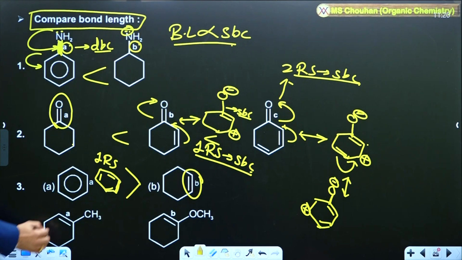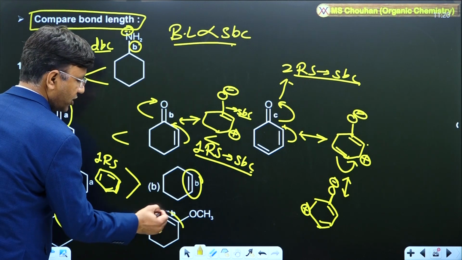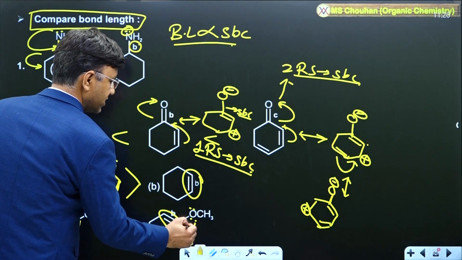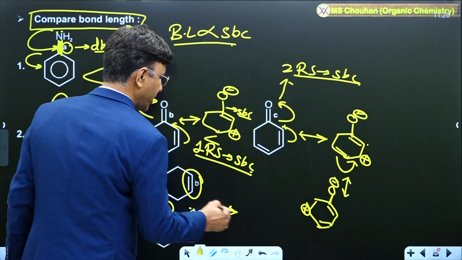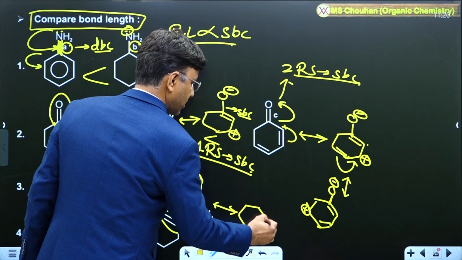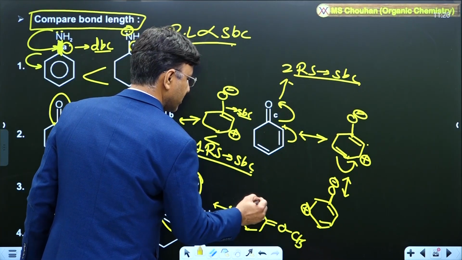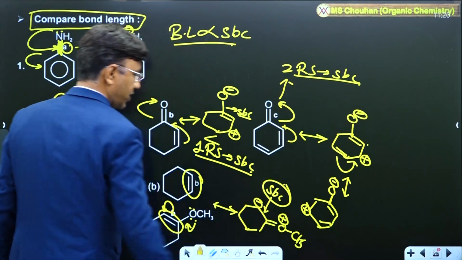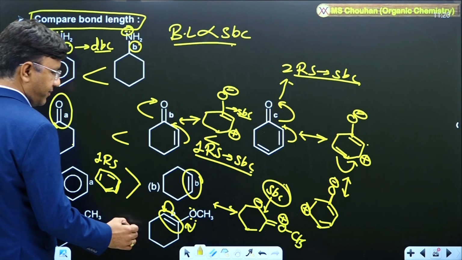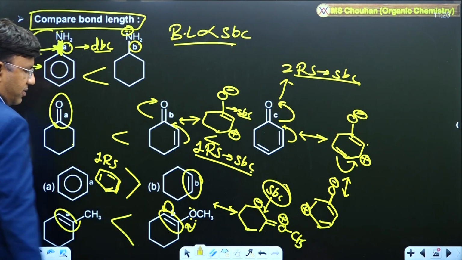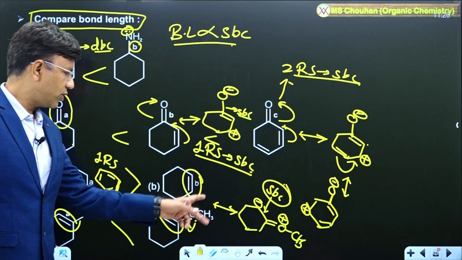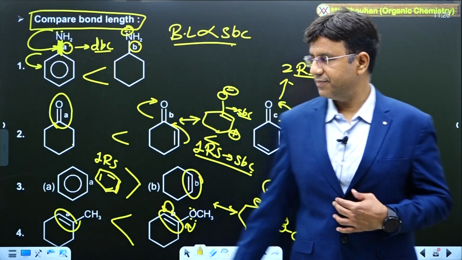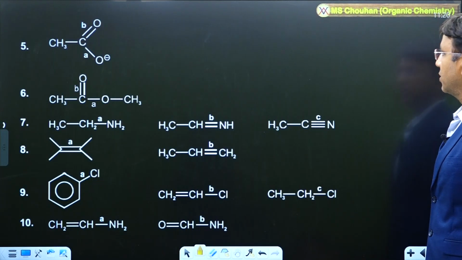Now in the fourth, this pi bond and this pi bond. First of all, we will check resonance. This is not resonance stabilized and this is resonance stabilized. Now due to resonance, the indicated bond has single bond character. Got it? So more single bond character, more will be the bond length. So first of all, you have to check resonance. Because of resonance, single bond character, more bond length. Got it? Now try this.